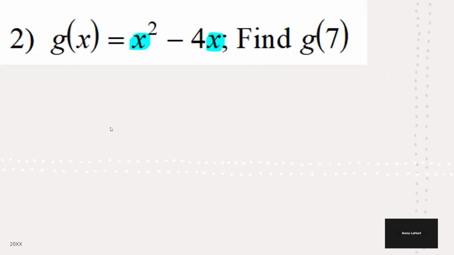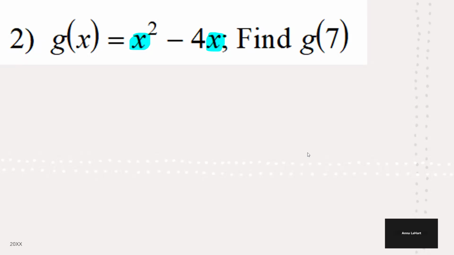So this, some equations have more than one variable. This one, my apologies, my dog was barking.